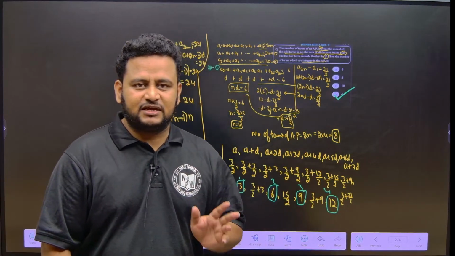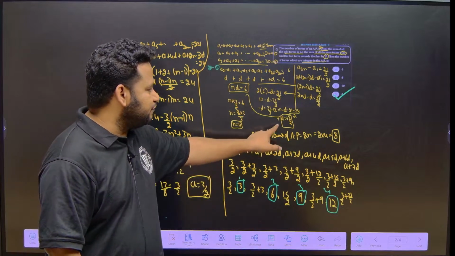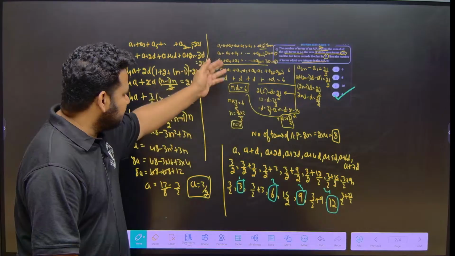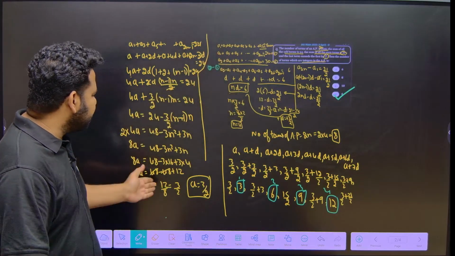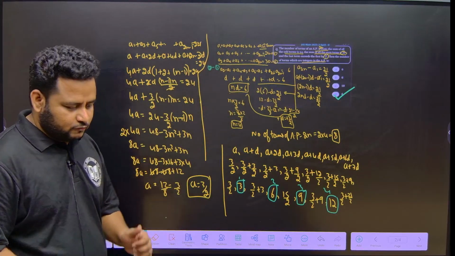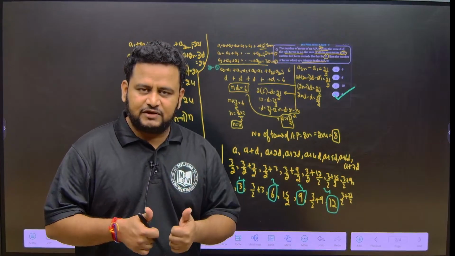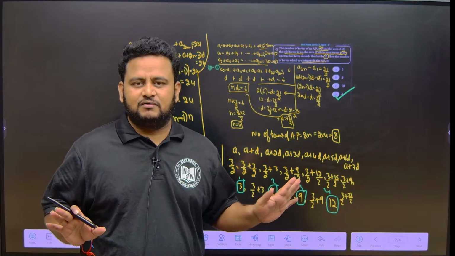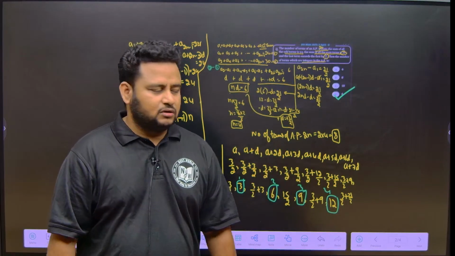But if we get n, definitely we will be able to find the value of D. Then let us take either even number of terms or odd number of terms. From here I took odd number of terms and I found out the value of A. A I got as 3 by 2. Once I got the value of n, the value of D, and the value of A, definitely we are able to solve whatever is asked. So that's how it is done.